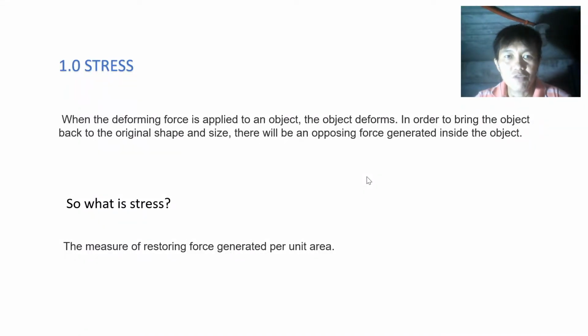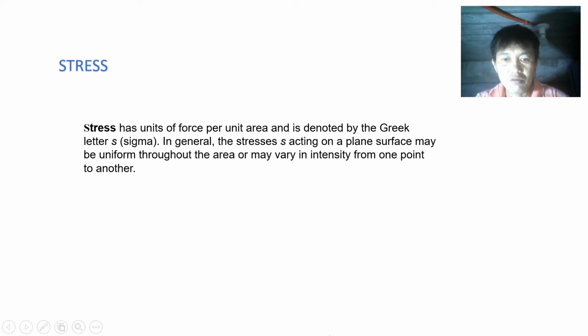When a deforming force is applied to an object, the object deforms. In order to bring the object back to its original shape and size, an opposing force is generated inside the object. So what is stress? It is the measure of restoring force generated per unit area. Stress has a unit of force per unit area and is denoted by the Greek letter sigma.